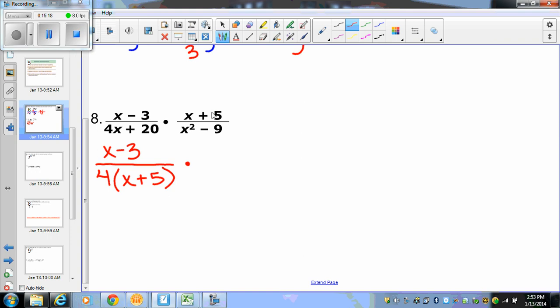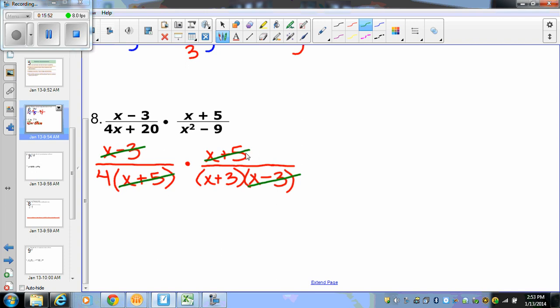Then in my second rational expression, the x plus 5 is not factorable. But x squared minus 9, if you remember that's a difference of two squares, it factors to x plus 3 times x minus 3. So now I'm going to look across all of my expressions for common factors. One in the numerator should match with one in the denominator. For example, this x minus 3 matches this x minus 3 in this denominator. This x plus 5 matches this x plus 5 in the denominator.